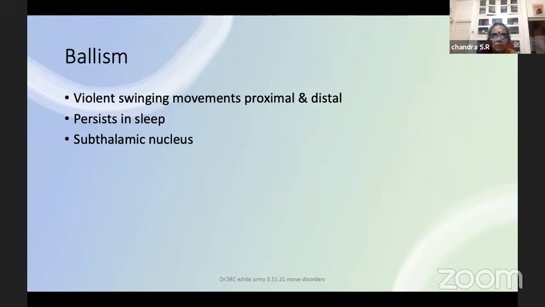And then ballism, a violent swinging movement, which is proximal. Chorea is distal, whereas ballism is proximal more than distal, and involves the distal part also. It is one involuntary movement which persists in sleep, and the structure involved is the subthalamic nucleus.